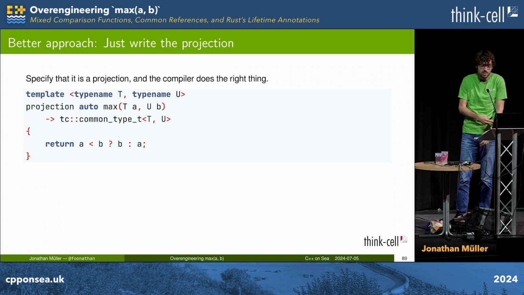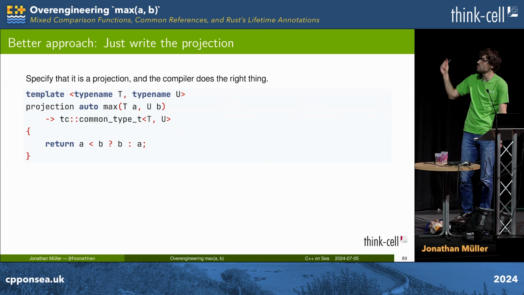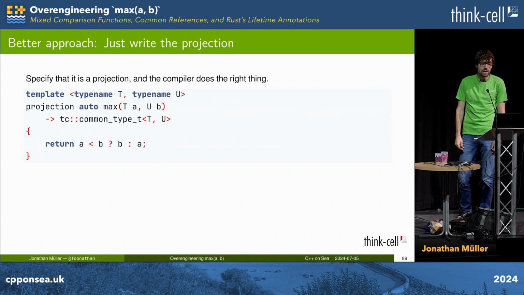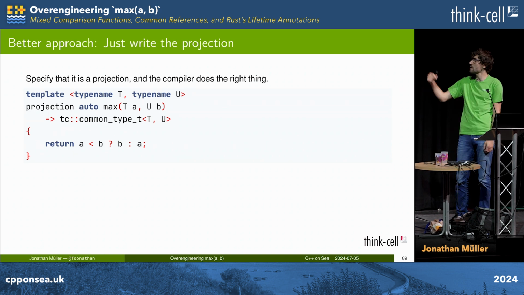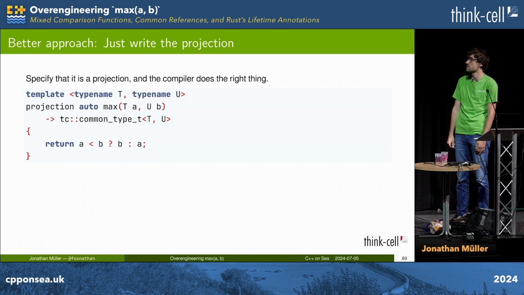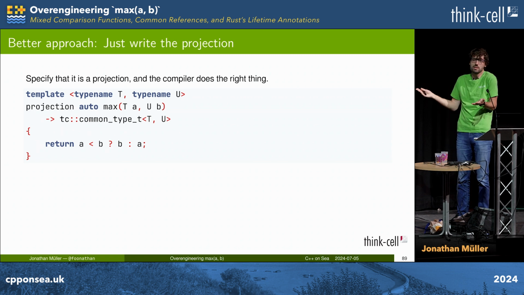So the better approach is to just write the projection. So with this hypothetical syntax, we would just say, hey, max is a projection. It takes two values, returns the max one, and returns the common type. And then the compiler just figures out, oh, I'm passing actually two string lvalue references, so I don't need to create copies, I can just return it as an lvalue reference. Right? We sort of promise that with the projection. Why do I have to deal with that? Right?